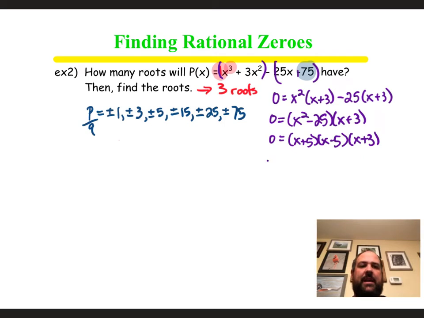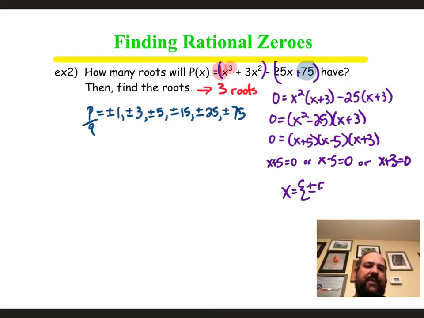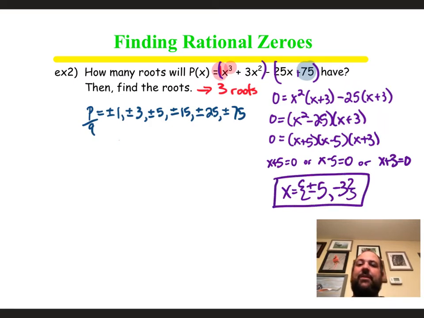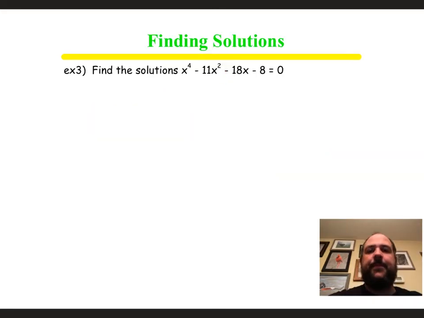We would say x plus 5 equals 0, or x minus 5 equals 0, or x plus 3 equals 0. Which then means when we solve them, x can equal basically plus or minus 5 from our first 2 equations. It could also equal negative 3. That would be our final answer. Again, we didn't have to do the synthetic division. Let's look at another example.